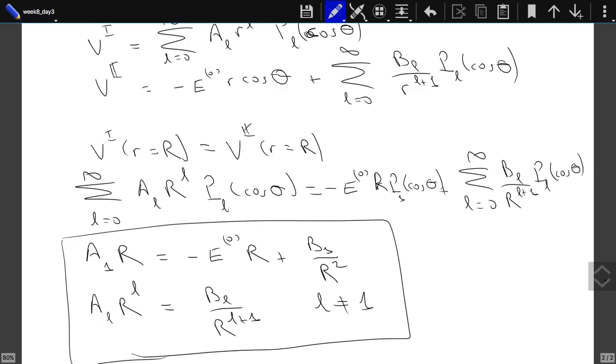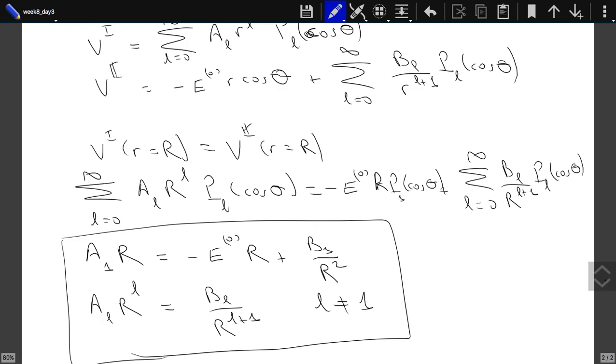Where? You say this is P1. This is the asymptotic form. This term gives us the asymptotic form. This goes to 0 at infinity. And the P1 over here is proportional to 1 over R squared.